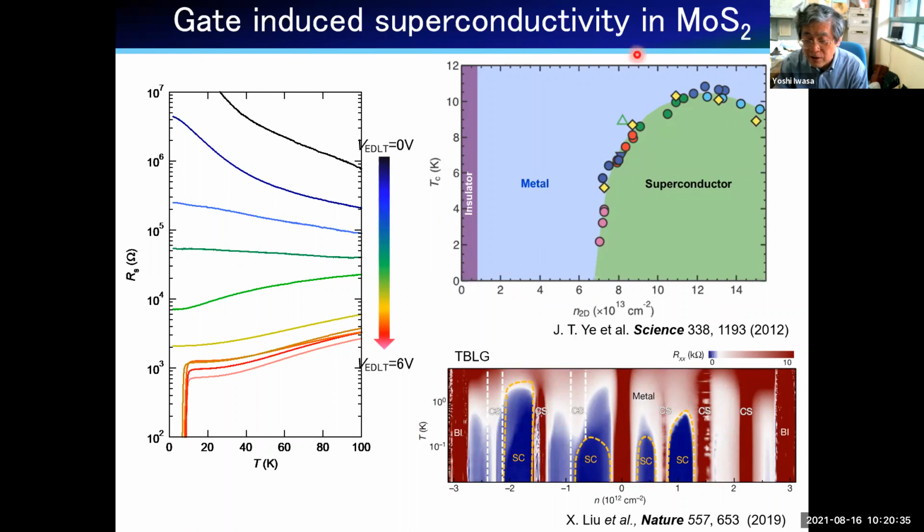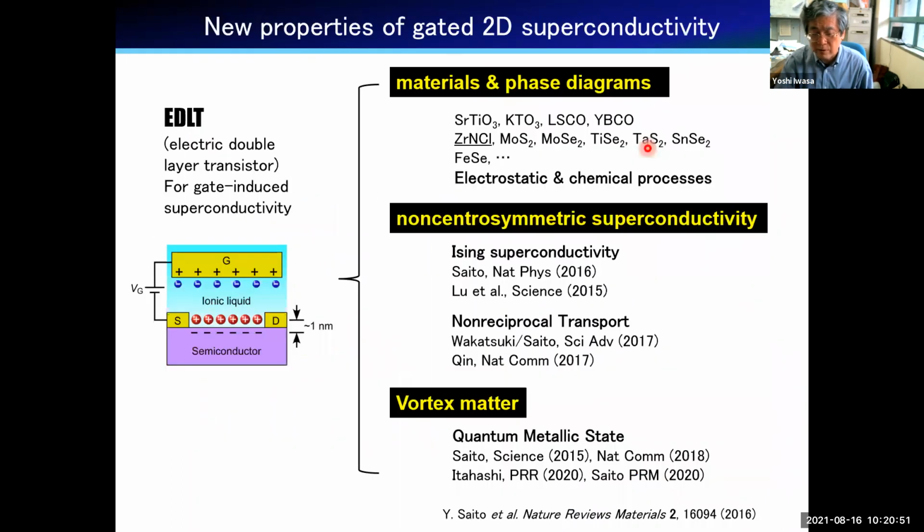But here in this case, we see only one band filling. The good point of this method is that we are able to apply it to relatively normal materials, not special semiconductors. With this ionic gating or electric double layer transistor device, we have worked on many materials and reviewed some symmetry-related physics. So now we are working on low symmetry materials.